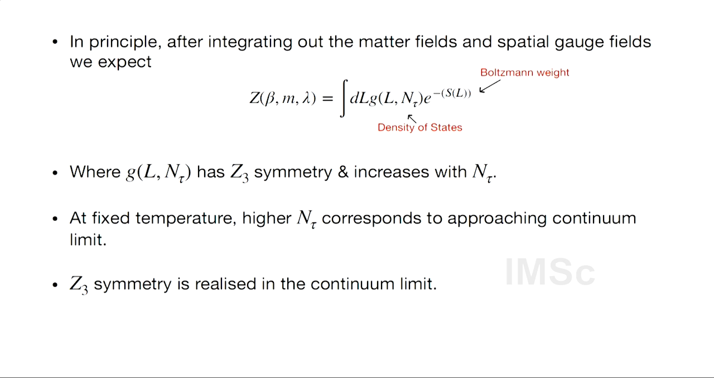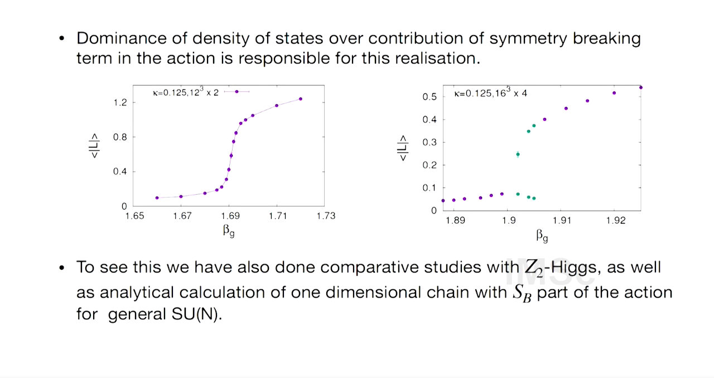So at fixed temperature, higher n tau corresponds to approaching continuum limit. This higher n tau leads to higher G of L, and so we will see that density of state dominates compared to Boltzmann weight. Then density of state will dominate, and we will see the restoration of Z3 symmetry, which was broken even in the action. So that's how the Z3 symmetry is realized in the continuum limit.